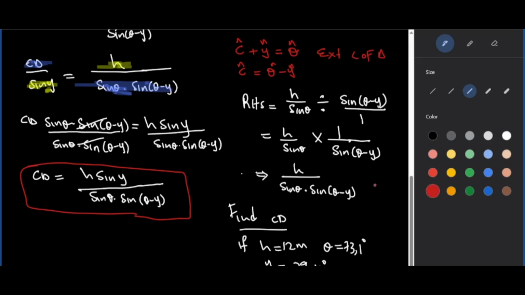I'm not gonna do this. I don't do substitutions. Né? Now you can do this on the calculator. Where there's H, you put that 12. Where there's Y, you put 29.4. And where there's theta, you put 73.1. Then you punch your calculator and you need to find the correct answer.